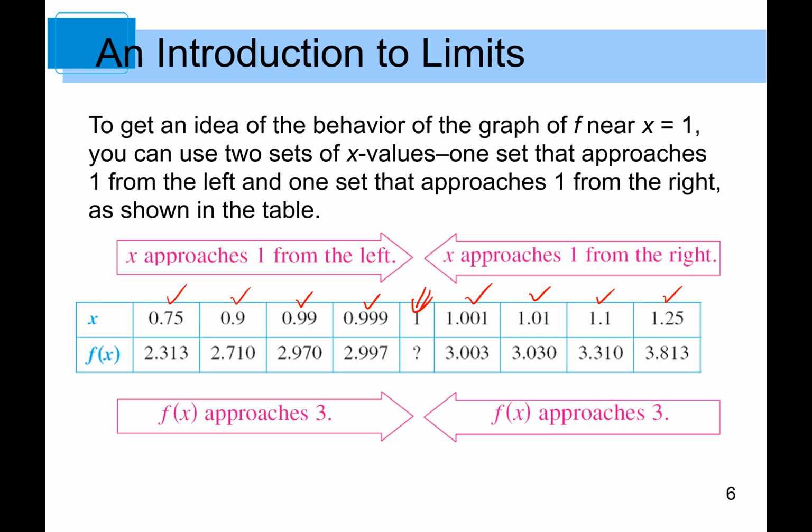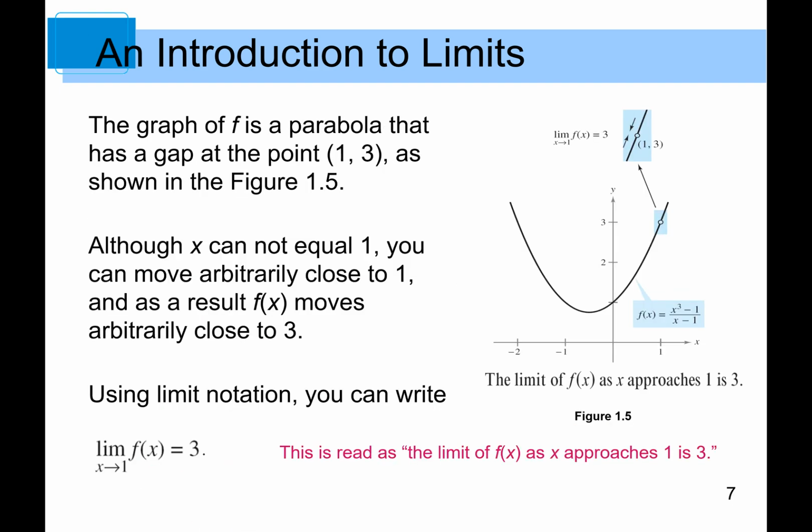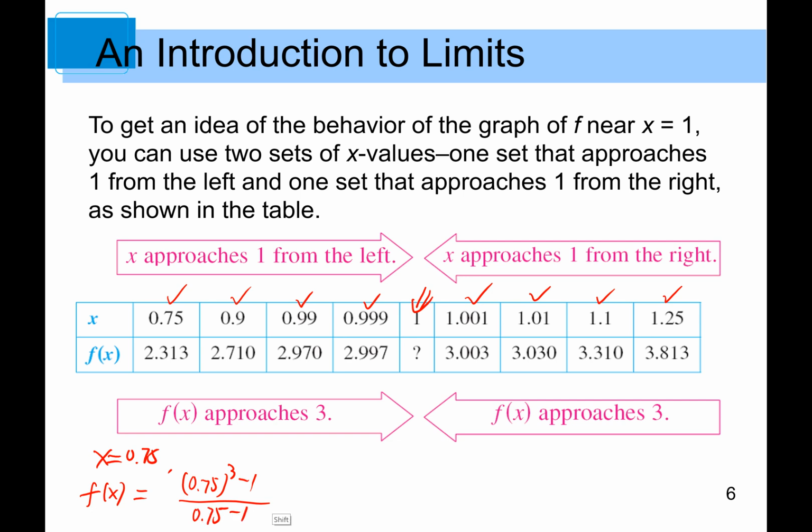For x equals 0.75, f of x is going to be equal to 0.75 cubed minus 1 over 0.75 minus 1. If you perform the operation, it turns out to be approximately 2.313. That's how we get all these y values, by replacing x with the corresponding x values we selected. As you can see, the numbers on the left-hand side of x equals 1 are getting closer to 3.